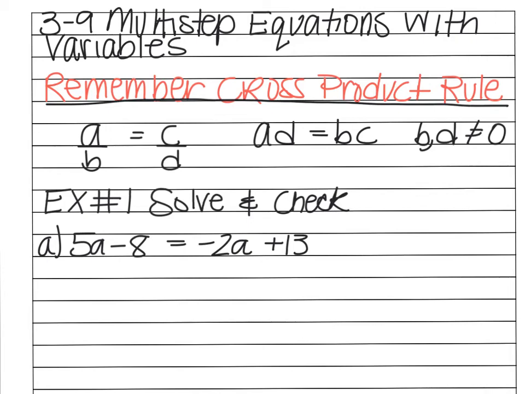Today we are doing 3-9 multi-step equations with variables. And first I want to remind you of the cross product rule. So here we have a fraction equaling a fraction. And whenever you have that, you can take the cross product rule, which means that you are going to go ahead and cross multiply. So we have A/B = C/D, so AD equals B times C.